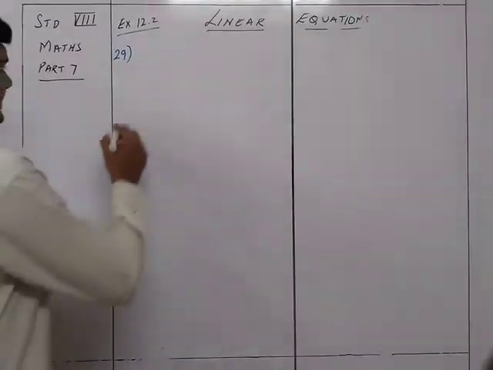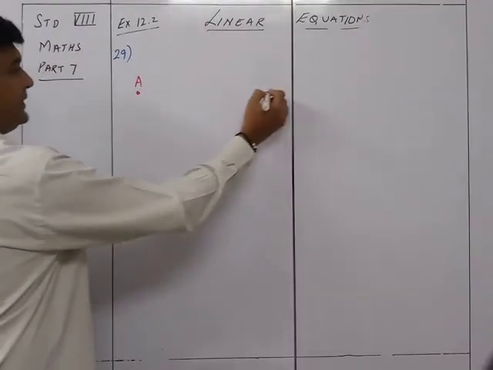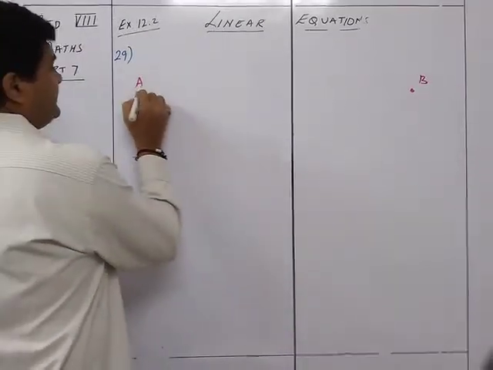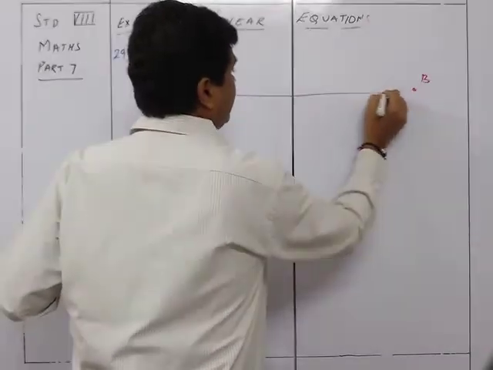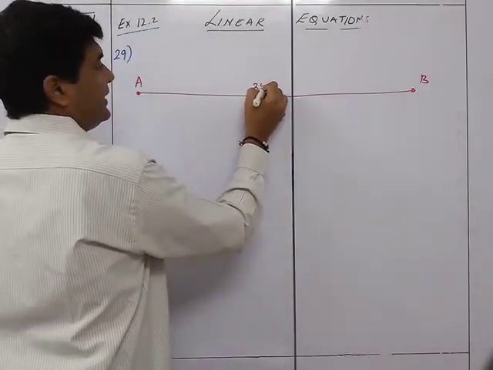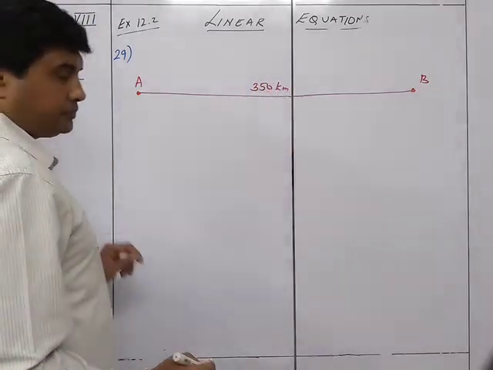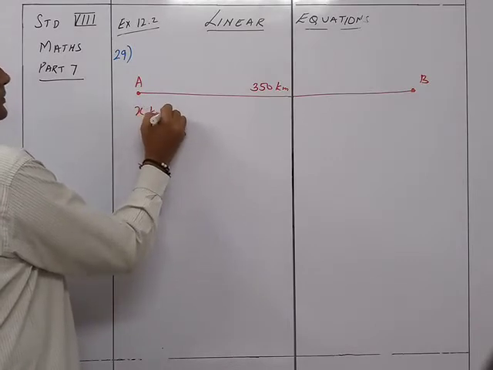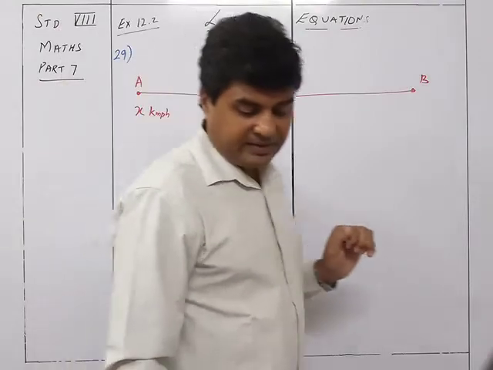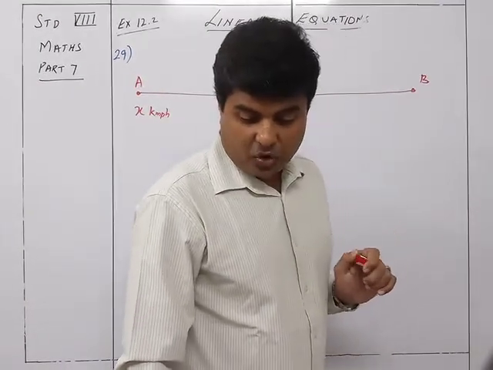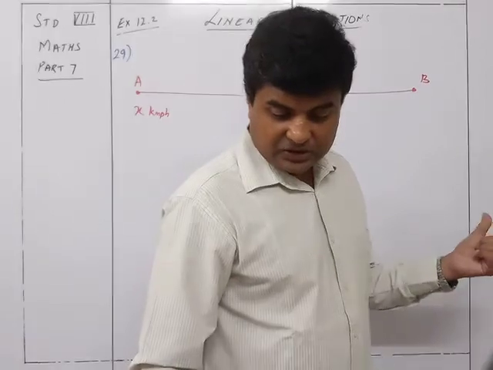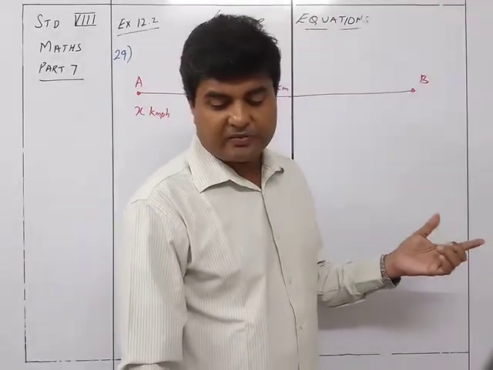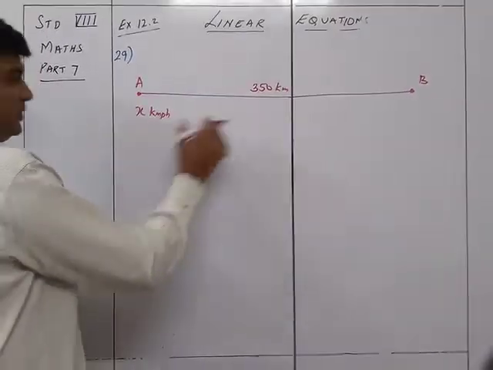The story goes this way, that there is a point over here which is point A, and there is a point over here which is point B. The distance between this point and this point is 350 kilometers. There is a car A which is traveling at X kilometers per hour, and there is a car B which is going to start from the other direction towards each other. The speed of car 1 is 8 kilometers less than the speed of the other car. We'll take this as X.